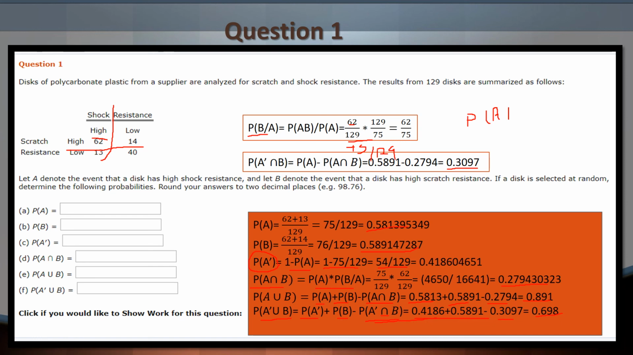In case you have any doubt or queries, please let me know. And one more important thing here is that I used a shortcut to find this P of A dash intersection B. You can always use the formula P of A dash intersection B divided by P of A dash, and you will again get the same value.